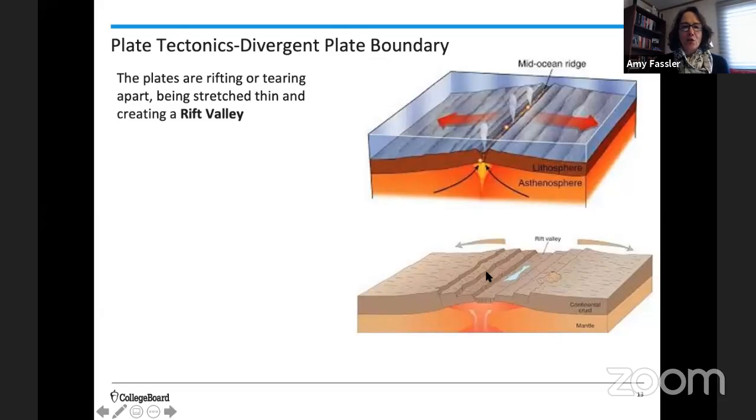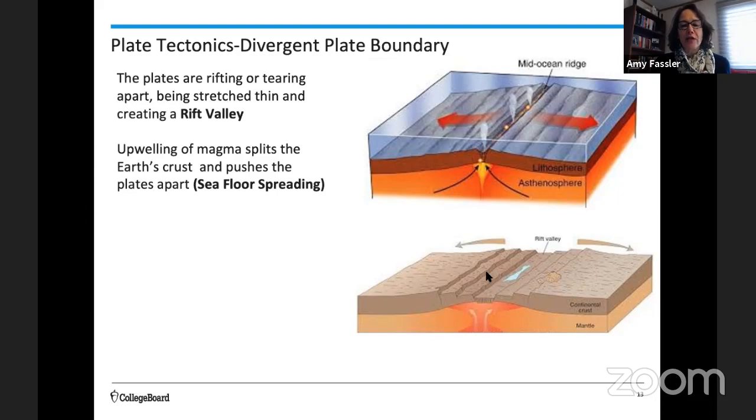rift valley. So if you picture some Play-Doh or pie crust or pizza dough, and you stretch it and stretch it and stretch it, and it gets thinner and thinner and thinner as you do that, that's what is creating this rift valley. And I'll show you some actual images, not just the cartoon image, in a second.